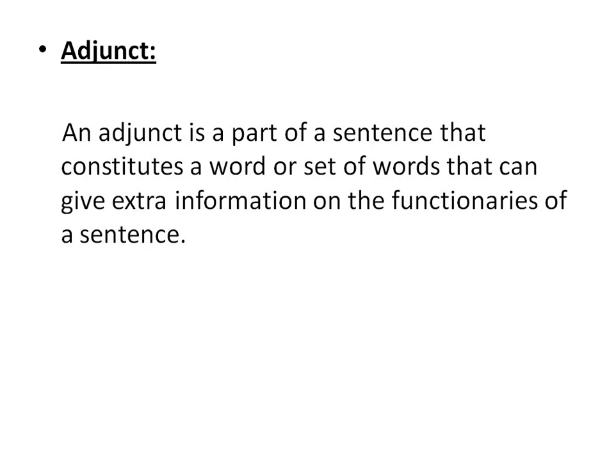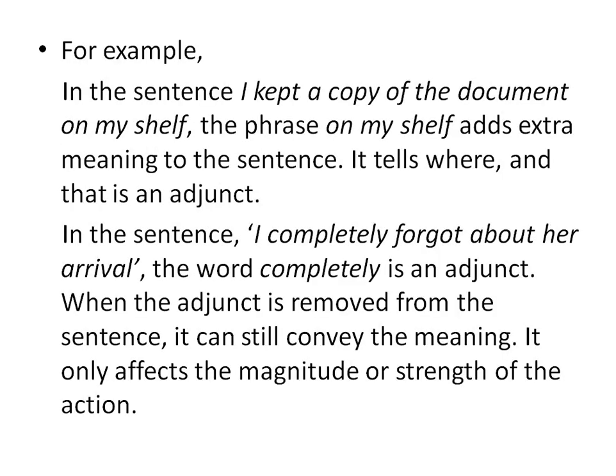Then comes adjunct. An adjunct is a part of a sentence that constitutes a word or set of words that can give extra information on the functionaries of a sentence. For example, in the sentence, I kept a copy of the document on my shelf. The phrase on my shelf adds extra meaning to the sentence. It tells where, and that is an adjunct. In this sentence, I completely forgot about her arrival. The word completely is an adjunct.